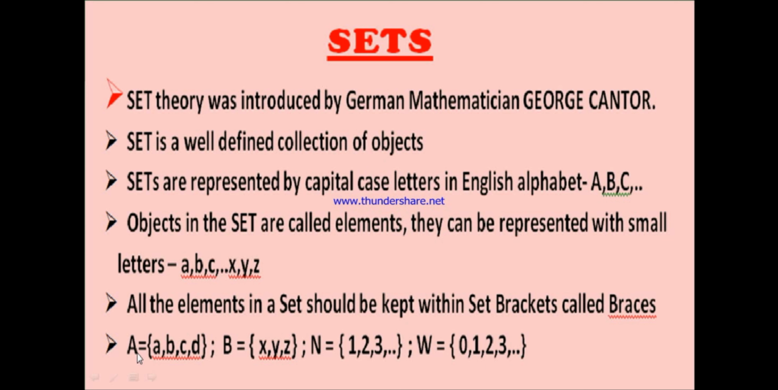Here the number of elements of set A is 4. The number of elements of a particular set is called the cardinal number. Therefore, the cardinal number of set A is 4. Cardinal number of set B is 3. Cardinal number of set N is infinity. And the cardinal number of the set W is infinity. Cardinal number means the number of elements of a particular set.